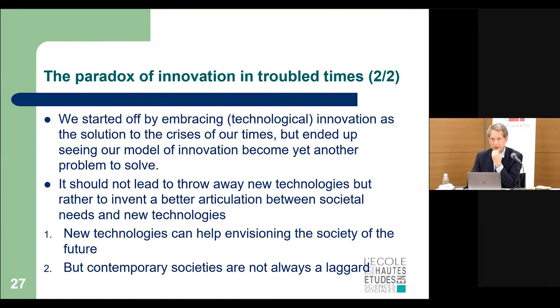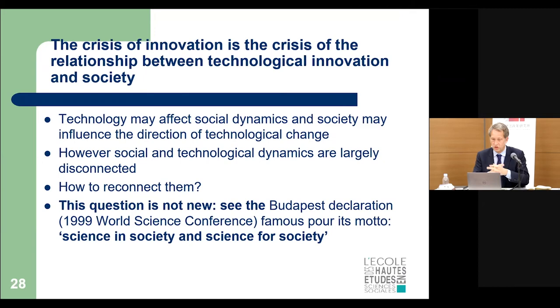So my conviction is that the crisis of innovation is a crisis of the relationship between technological innovation and society, and it's very important to reconnect. So it means that societies should play a much more important role in the process of innovation. How? This is another question I hope we can discuss during the discussion, because I have only 1 minute left and I will not be able to enter into the detail.